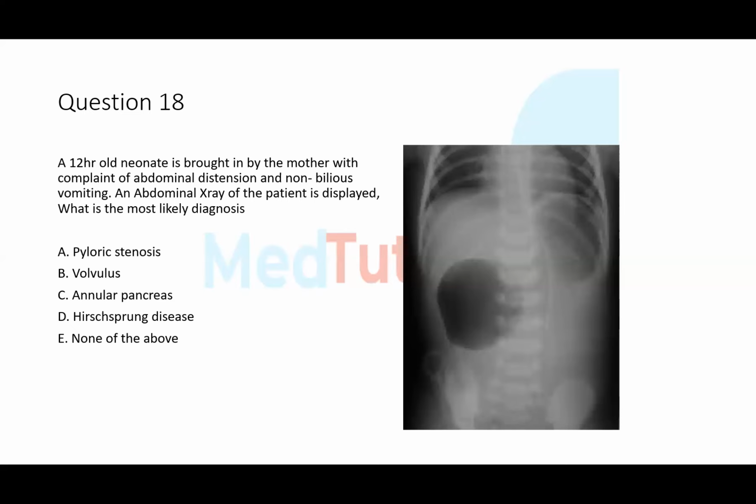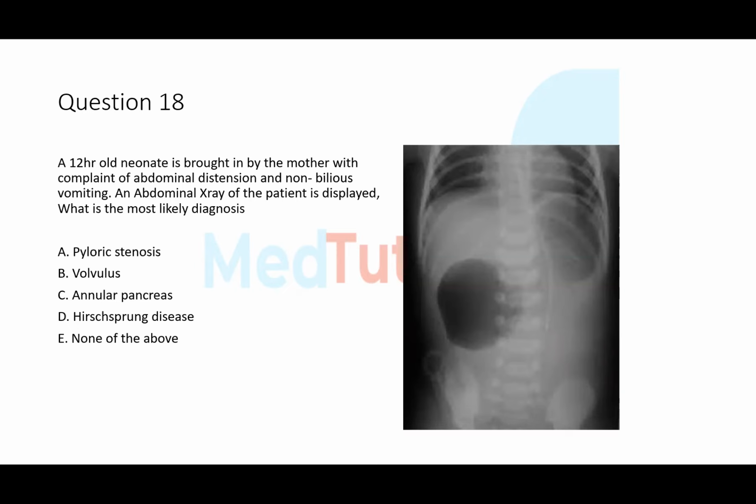Those lucency areas are the two bubbles. So this is the double bubble sign, and the double bubble sign is usually seen in duodenal atresia. Duodenal atresia is not part of the options here, so definitely none of the above is the answer that is most appropriate for this question.